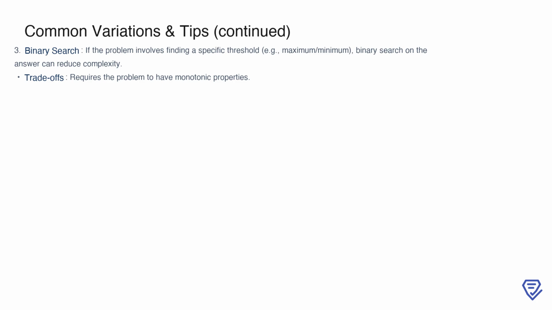a specific threshold, such as the maximum or minimum value that satisfies a given condition. By leveraging the monotonic properties of the problem, binary search can significantly reduce complexity. However, it's important to ensure that the problem adheres to these properties for the method to be applicable. Understanding when and how to use these techniques, dynamic programming, greedy algorithms, and binary search, gives you a versatile toolkit to solve a wide range of variations on the falling squares problem and similar challenges.